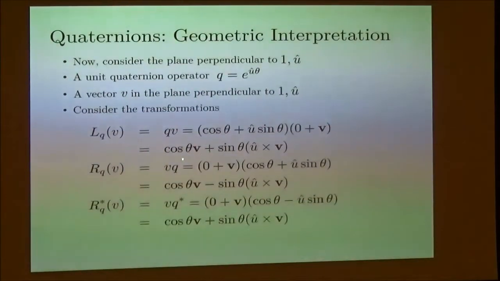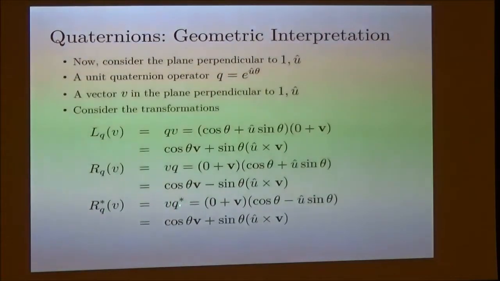So if you expand this further, you get cosine theta V plus sine theta times U cross V. Let's look at the right multiplication. If you do the right multiplication, we have V over here and Q over here, and now we change the order, so you get a minus sign. So this effect is different from what we saw in the plane of 1 and u hat.